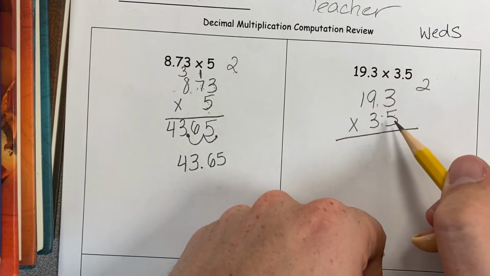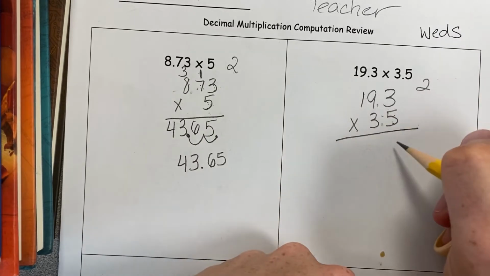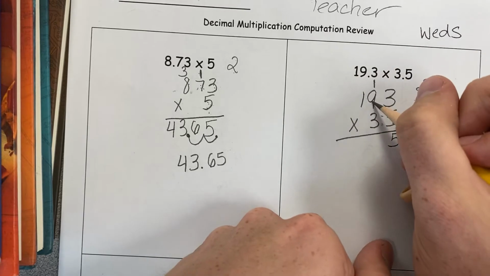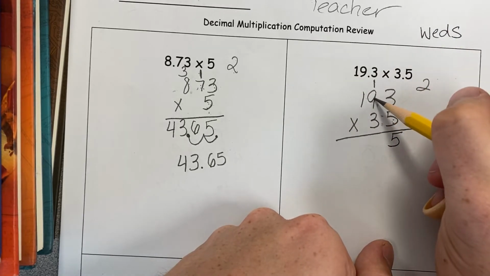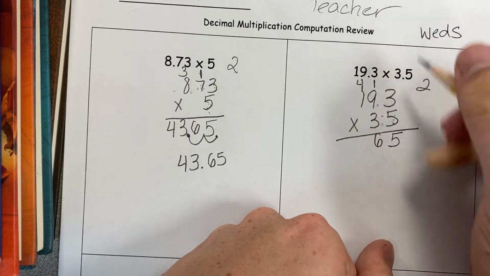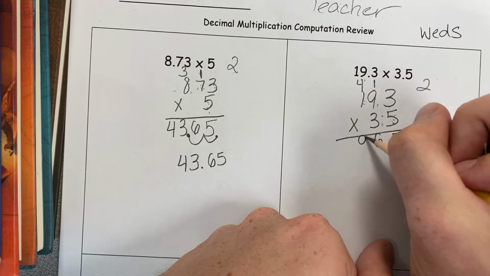So remember, I always start with the number in the ones place in the far right. I'm going to do 5 times 3, which is 15. 5 times 9 is 45, plus 1 is 46. And 5 times 1 is 5, plus 4, which is 9.